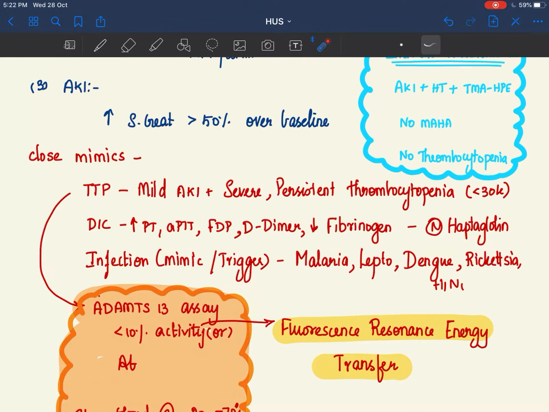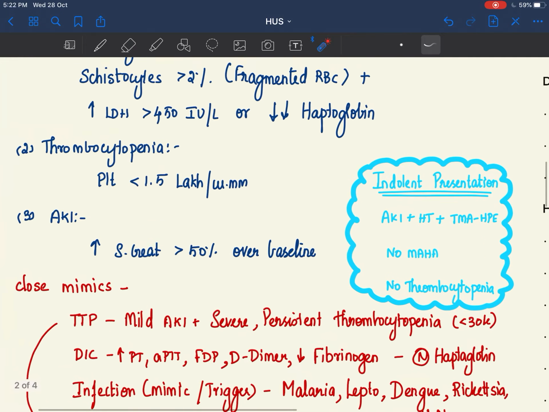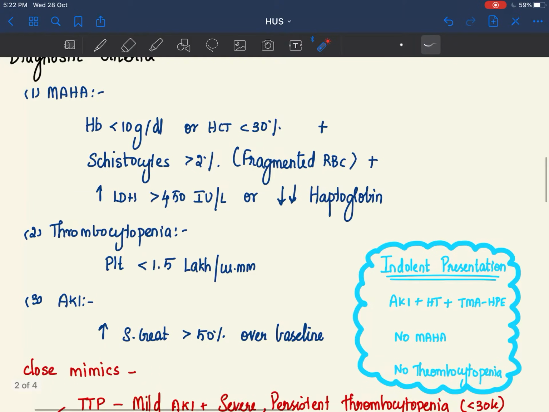Having said that, not all HUS will have this typical classical triad of hemolytic anemia, thrombocytopenia and AKI. Some of them may have an indolent presentation, a very calm sort of presentation. There will be just acute kidney injury and hypertension. And thrombotic microangiopathy, you will not be able to make out clinically. Only histopathologically will you be able to make out.